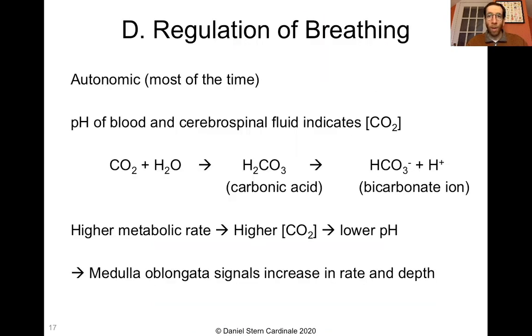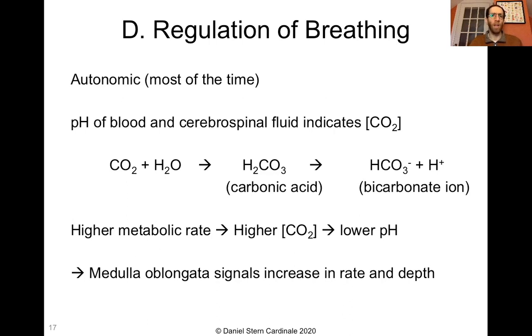The last thing we'll talk about in this section is how we regulate breathing, and this is super cool. The rate of breathing is actually based on CO2 levels. So this is something that our brain controls on its own most of the time. We don't have to consciously be thinking about breathing all the time, which is really good because one, if we're out and about doing stuff, we have other things to think about. We don't want to have to worry about breathing.